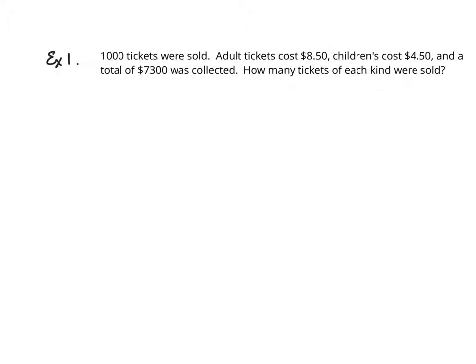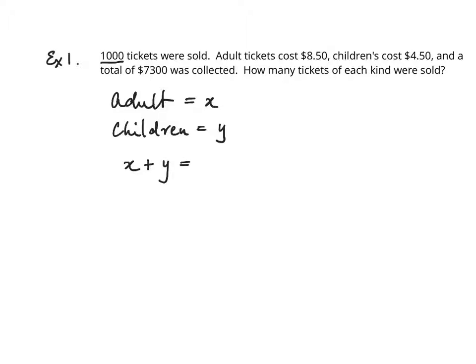So we have a problem here that can be solved mathematically. What we're going to do first of all is say that the number of adults is X, and the number of children is Y. Now we know that there were 1,000 tickets sold, so the total number of adult and child's tickets is 1,000. That's the first of our two equations.